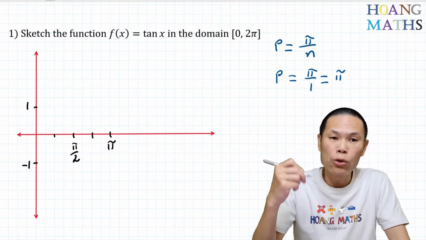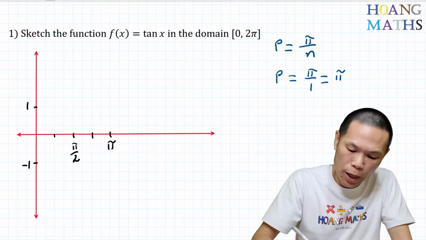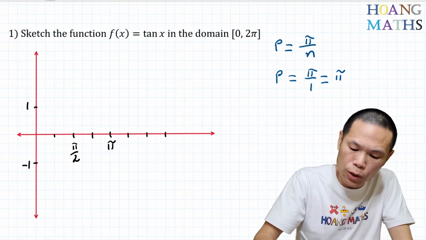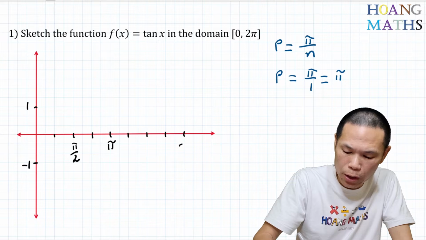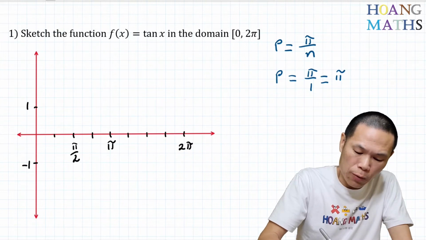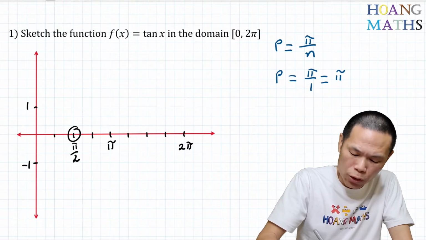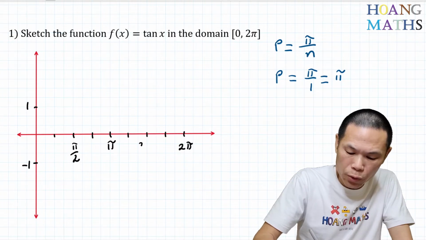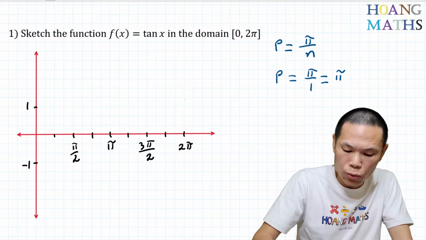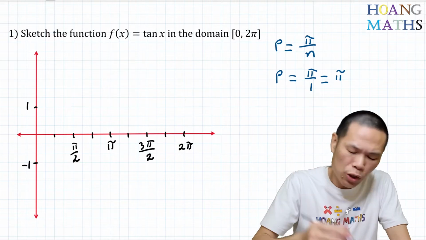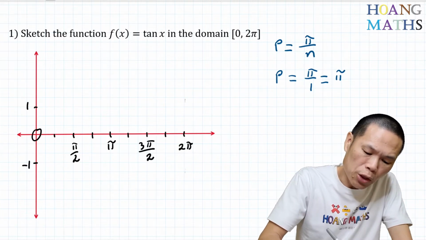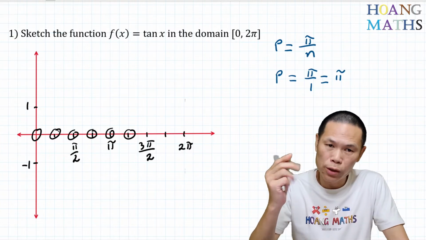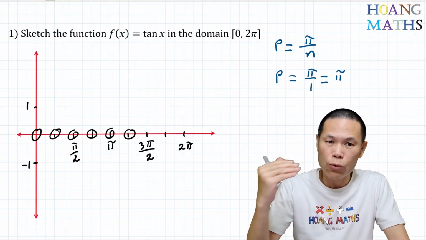And then we need to graph between 0 to 2 pi. So now the period is 1, 2, 3, 4. So this is 2 pi. And then we have pi over 2, 2 pi over 2, and 3 pi over 2. So this is 3 pi over 2. Now what we need to do is substitute these x values into the function, and it should give us the points, and we can just grab them from there.